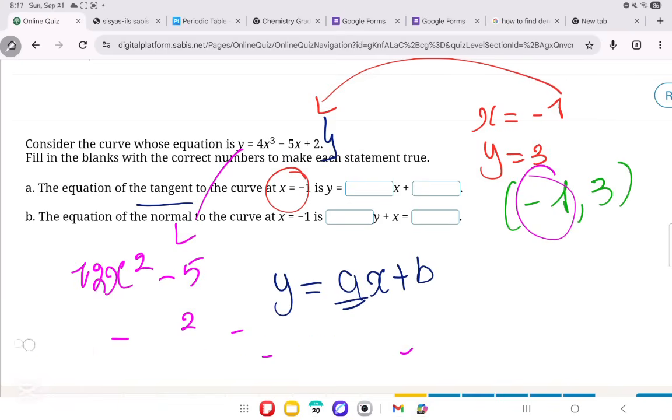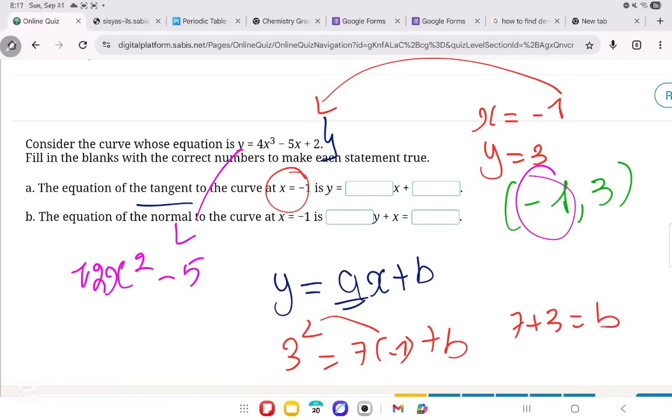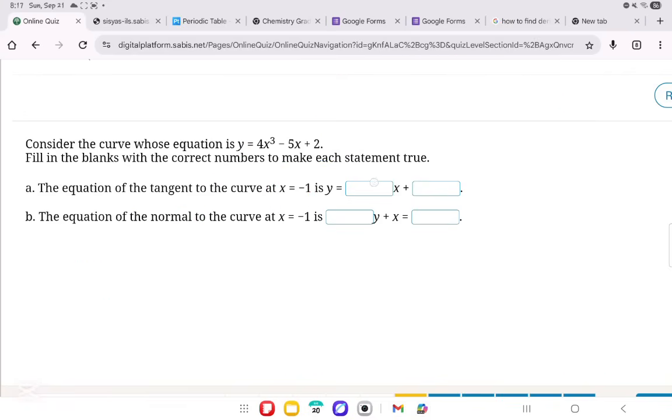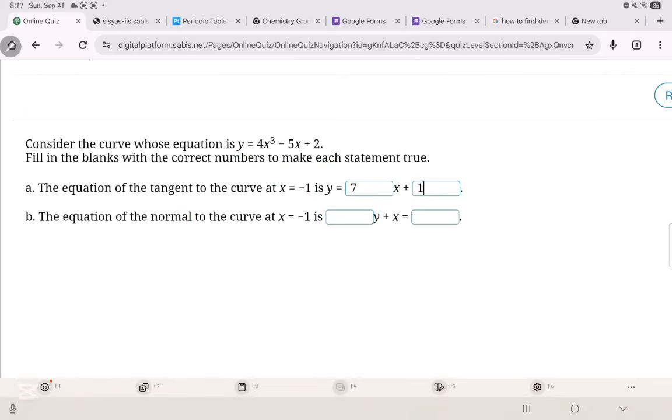So now we have what? We have the slope, which is 7. So y is equal to 7x plus b. We have x and y. We have x is minus 1, and we have y is 3. So how do we find the value of b? You move this to the other side. 7 plus 3 is equal to b. b is equal to 10. So now it's 7x plus 10.